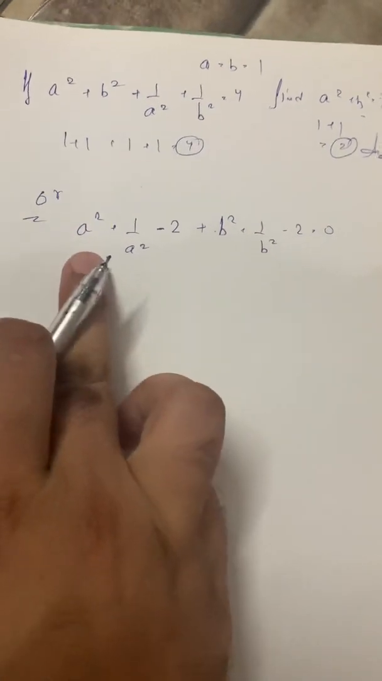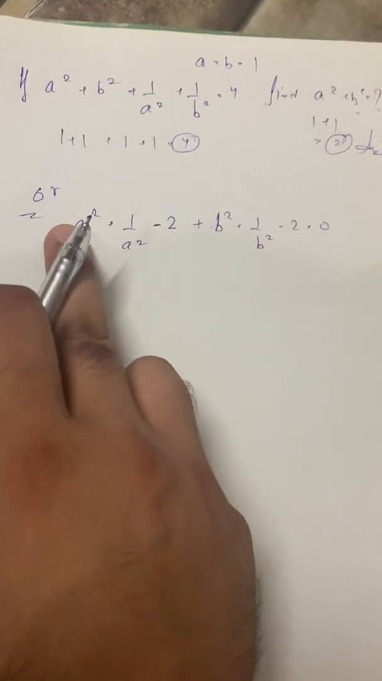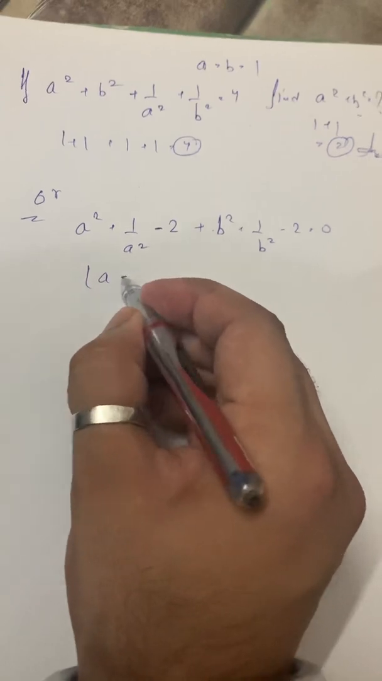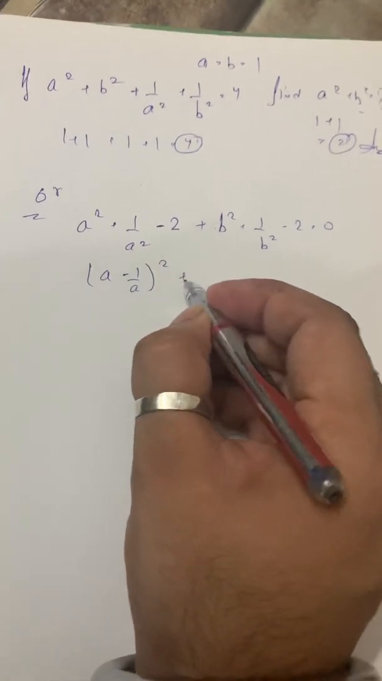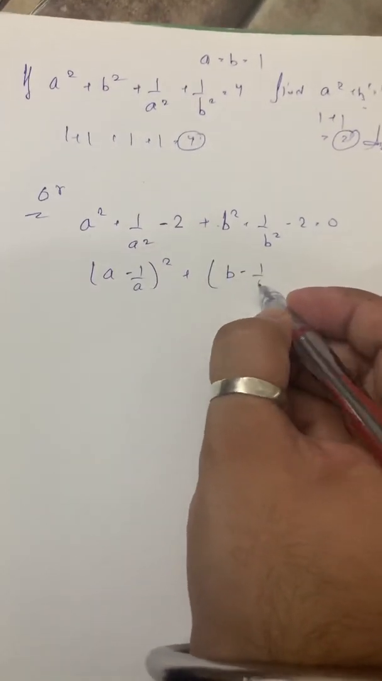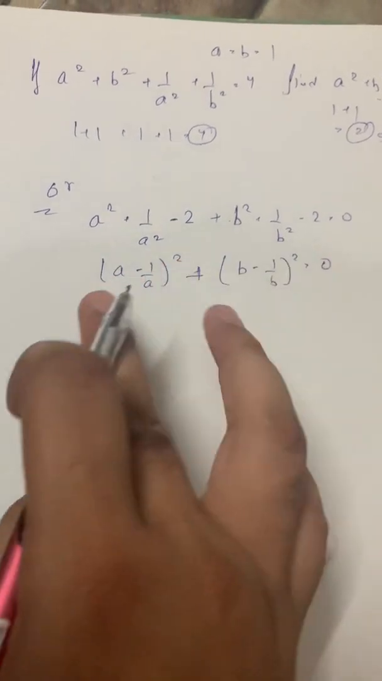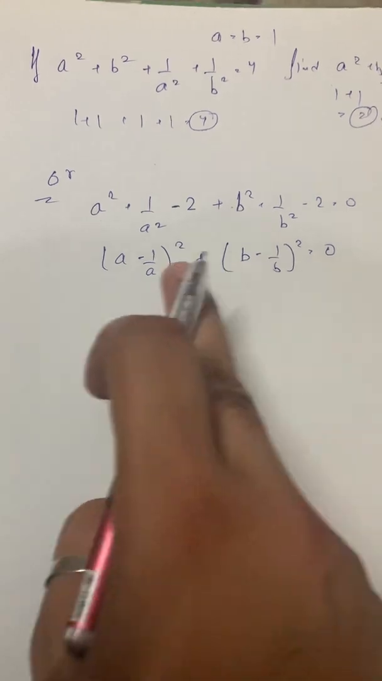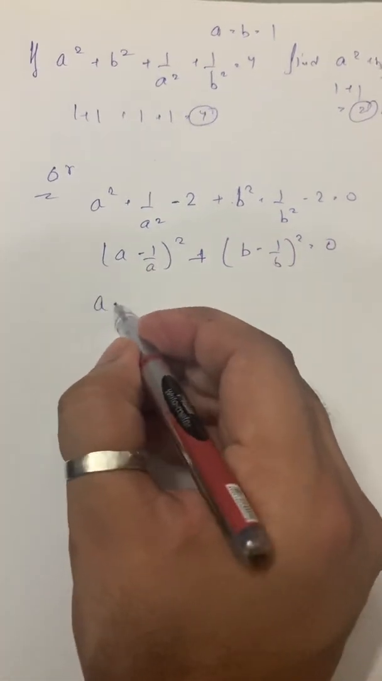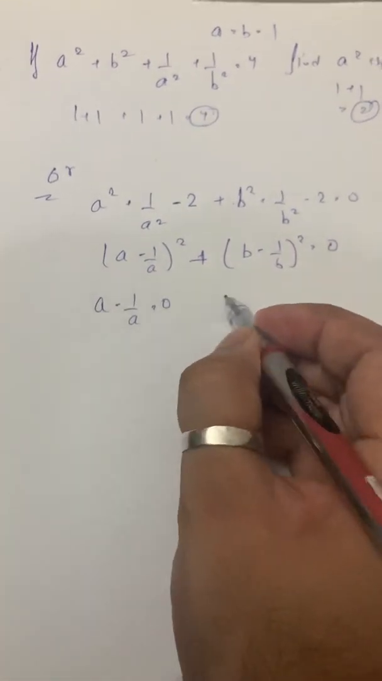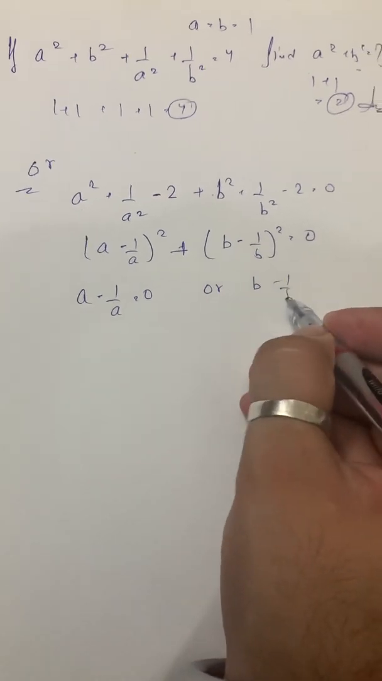So a square plus b square minus 2ab, a and a will be cancelled out. So this will become a minus 1 by a whole square, plus this will become b minus 1 by b whole square, that is equal to 0. Whenever there are two identities and their squares sum to 0, each value will be equal to 0. So we can say a minus 1 by a is equal to 0, and b minus 1 by b is equal to 0.